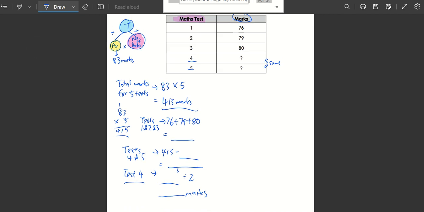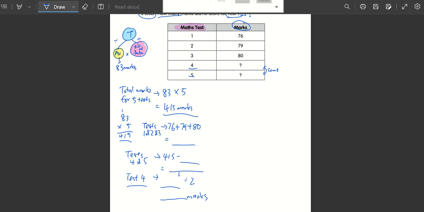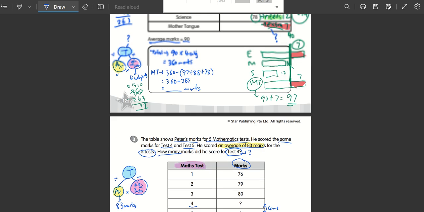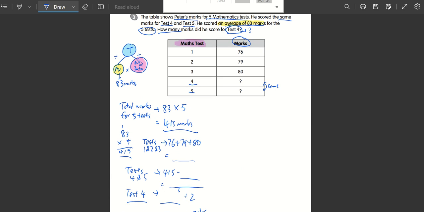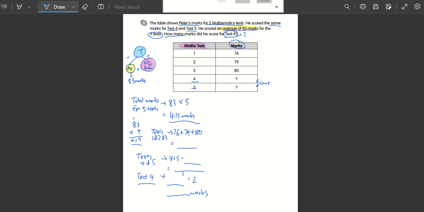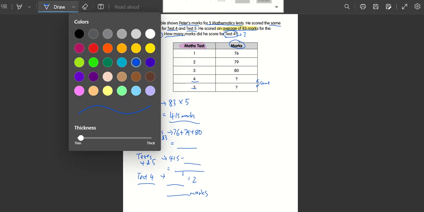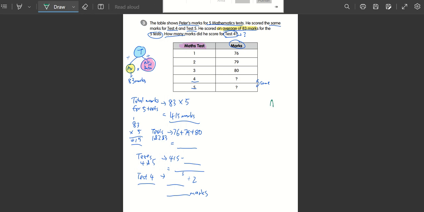Now, I'm saving some time here to move on to the other method that we have been discussing previously, about sharing out the difference. If you have understood by now, this works pretty fast and simple. Considering if I were to draw the model again to help us understand this, let me use green. That's how I've been doing it for the previous questions. So I have an average mark here, and this average mark is 83.